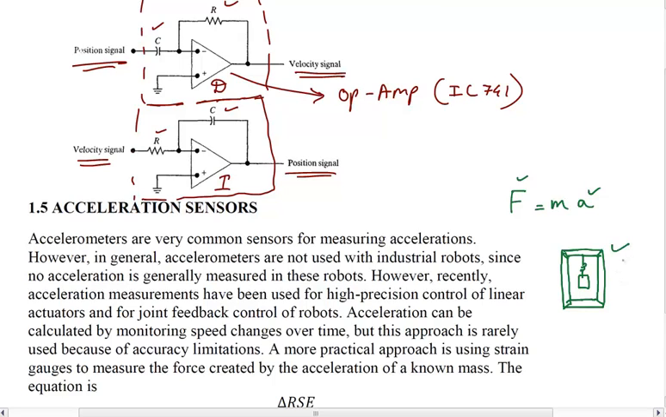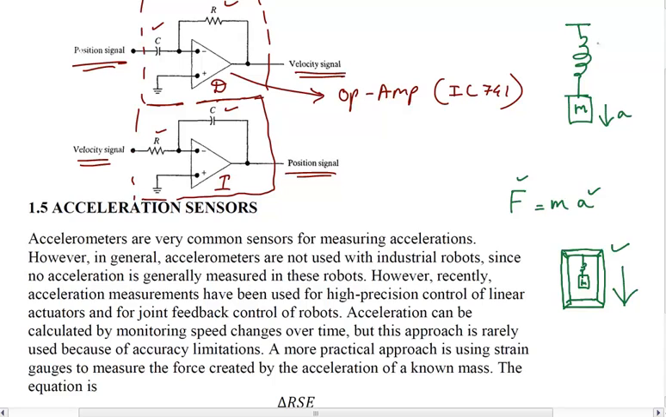Now suppose this setup is kept inside a body which is accelerating. So suppose it is accelerating in this direction. Because it is accelerating in this direction, this mass will experience a force. Let me draw that a little bit bigger. So it's a spring like this, and then there is a mass attached to it.